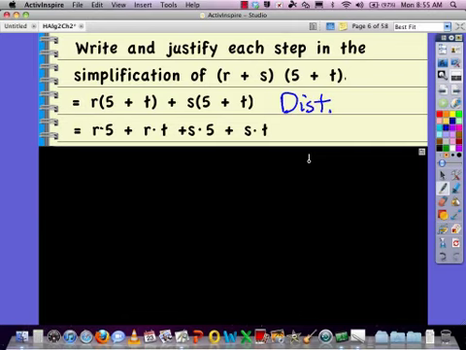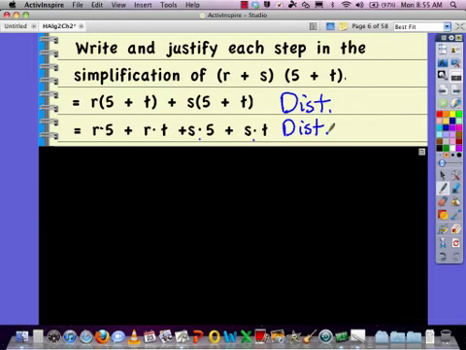Then the next step, we would individually distribute on each of those. The r out front of the parentheses has to be multiplied by the 5, the r has to be multiplied by the t, the s has to be multiplied by the 5, and the s has to be multiplied by the t. So you now have, again, 4 mini multiplication problems compared to the 2 you had up here. But that, again, if we justify, is an example of the distributive property.